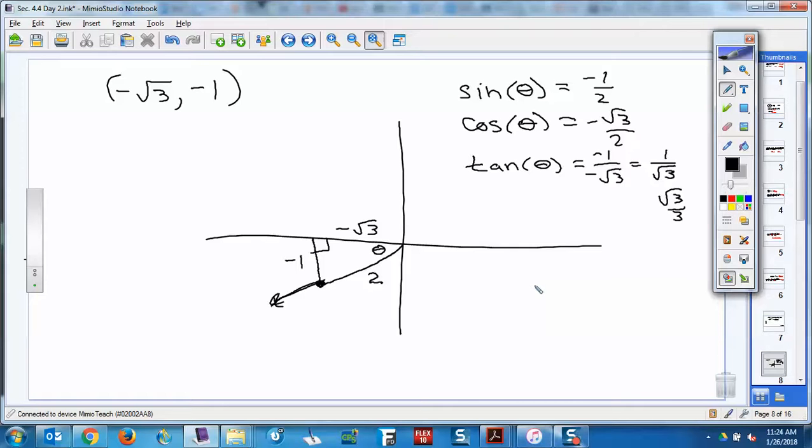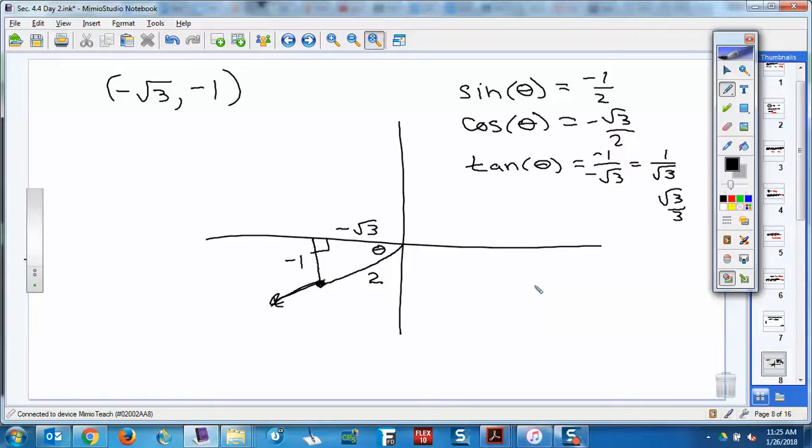So that was that section. It's definitely going to be on the quiz. There will be ones where I give you a point on the terminal side, draw a triangle, and do the trig function. Okay, what else? There was some reference angle work. Was there some reference angle ones? We're going to do that some more today. We're going to practice that some more and do some partner stuff.